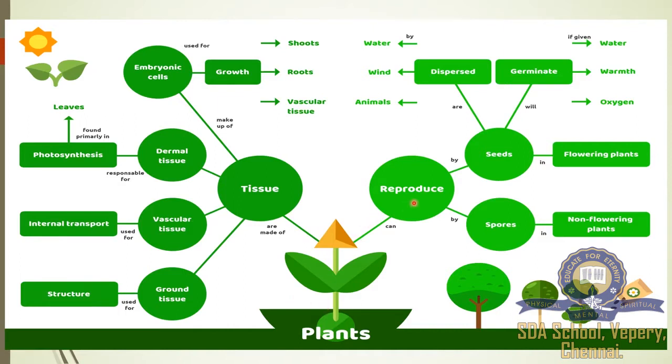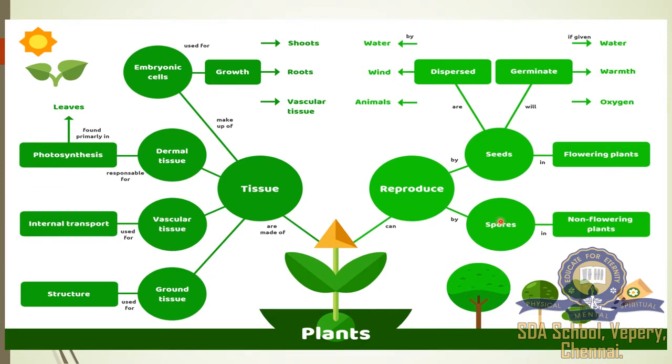Next, the reproductive activity of plants. Reproduction is based on the seeds. These seeds germinate and disperse. The seeds become flowering plants. How they grow depends upon the water, warmth as well as the oxygen. The germination takes place. Dispersion means moving from one place to another. Here, dispersion takes place with water, wind and animals.